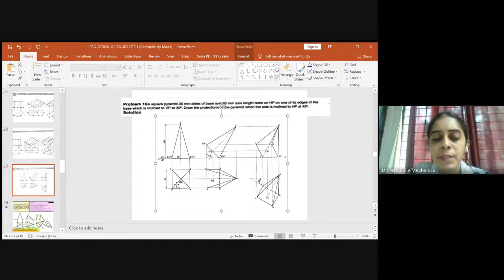Along with that, name the axis center line. So this is the locus of O1. It is meeting O1 dash at this point. So name it as O1. And you have the locus of O, which is meeting O dash at this point. So name it as O.